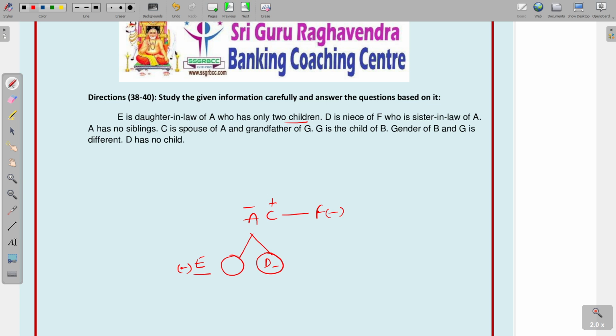So here C is the spouse of A and grandfather of G. Next, G is the child of B. B is plus and E is minus. These two are a married couple. G is the child of these two persons, and C and A are both a married couple. And next, the gender of B and G is different. So B is male and G is female. D has no child. Let us move on to the questions.